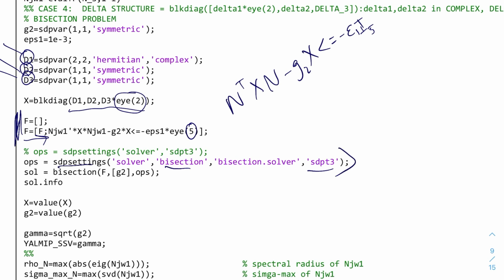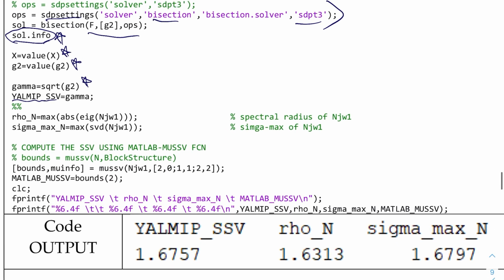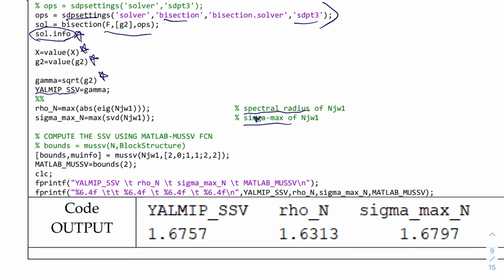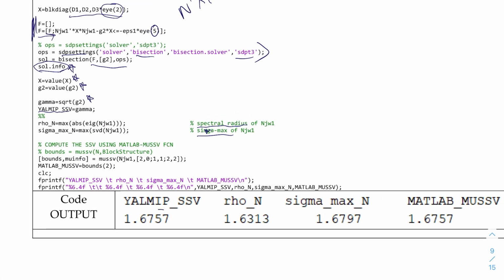And again, this is like SCP settings and bisection and SCP T3, right? Here, these are the exact same lines. And then we check, yeah, I should have checked that. Anyway, again we recover the x and g2 and get the square root of it to get gamma, and assign it to Yalmip underscore SSV, and also spectral radius and sigma max. Yeah, they're the same. Okay.